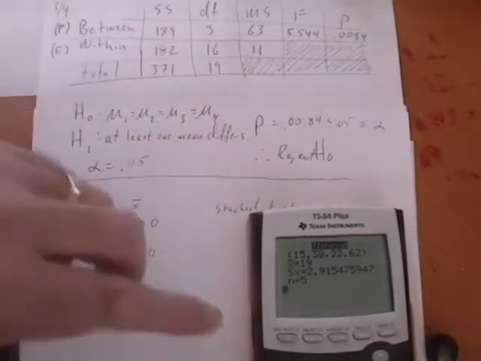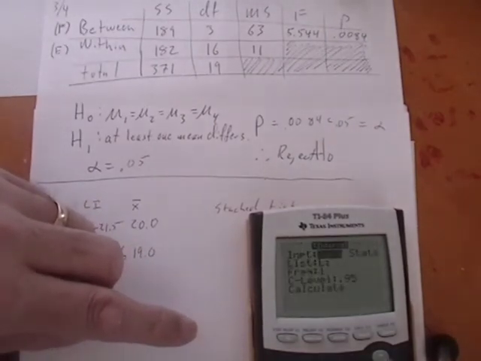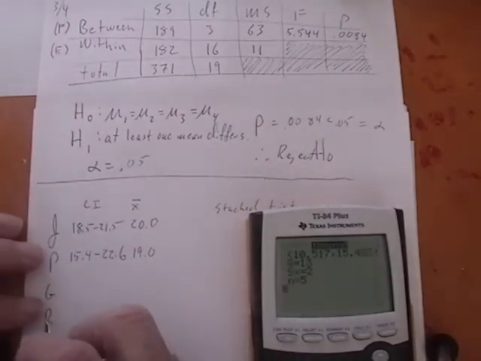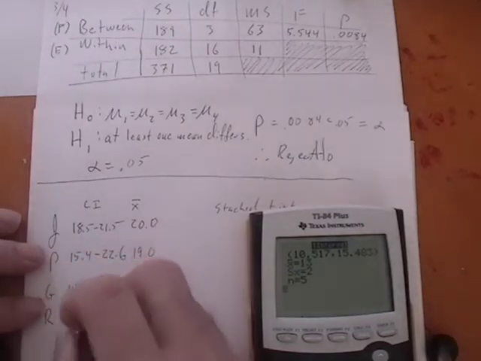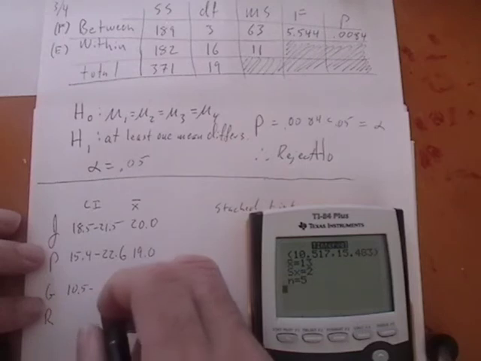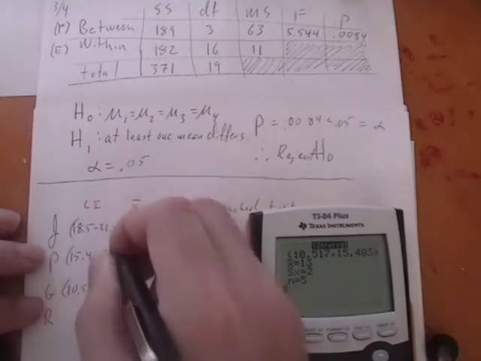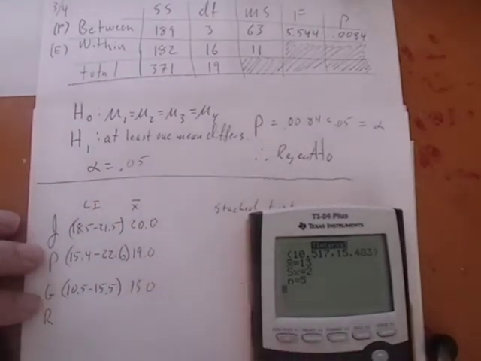Next, stat, test, 8, down, switch list, down, down, down, enter. 10.5 to 15.5. The mean was 13.0.